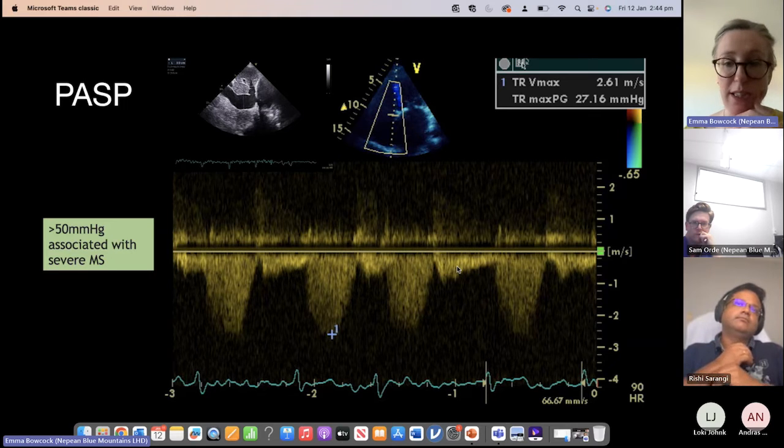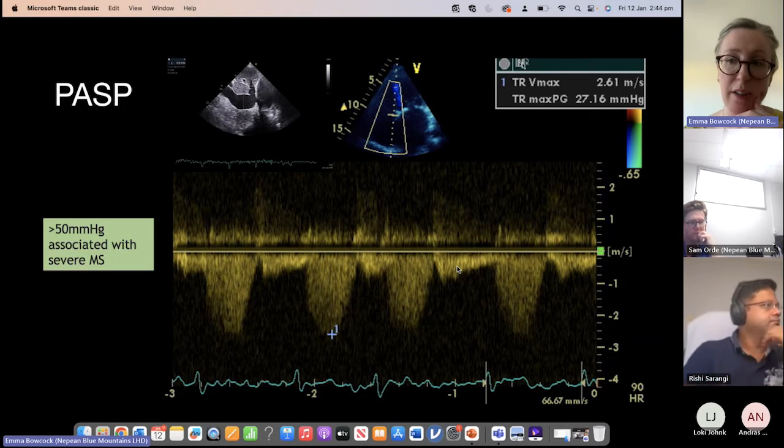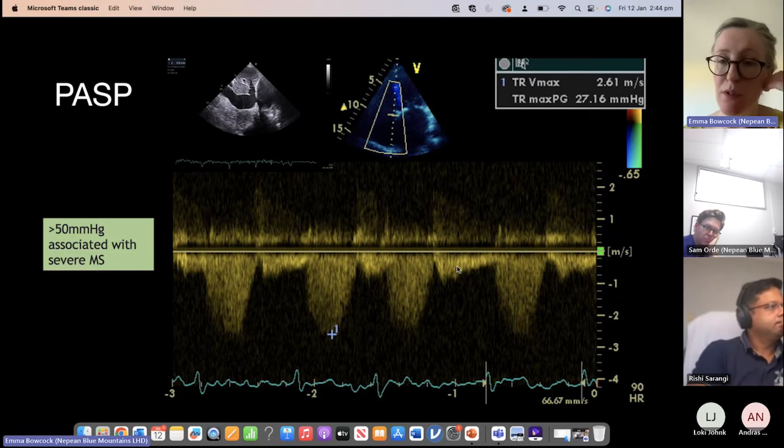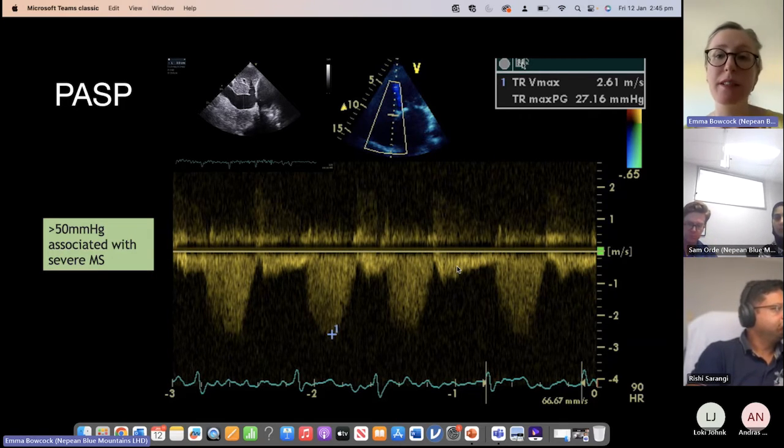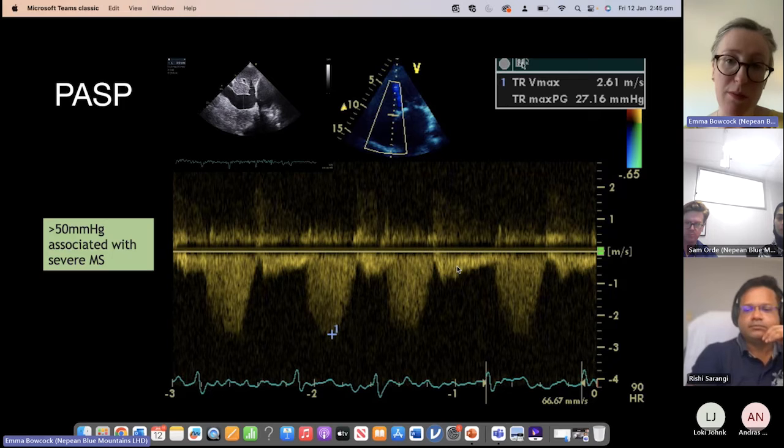It's important to be trending that. And again, if the patient has symptoms and echo signs of right heart dysfunction or right heart failure, or if they haven't got symptoms, you might find that when you exercise them, this will shoot up, as well as the gradient.